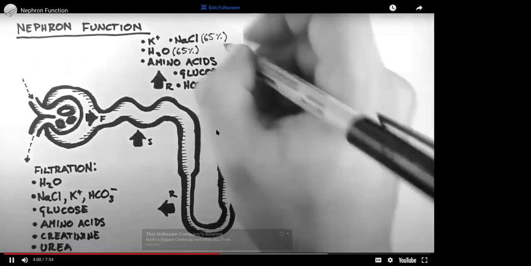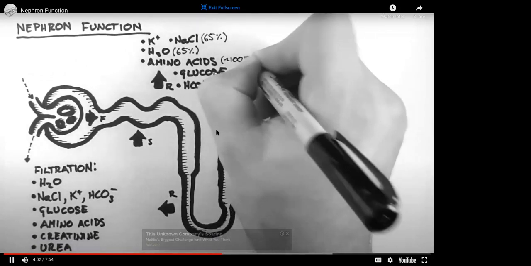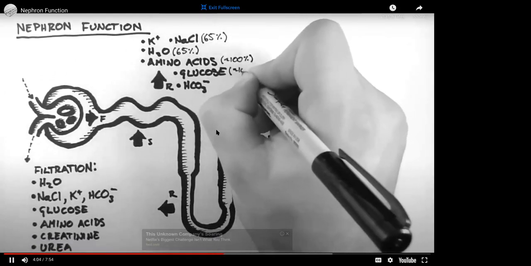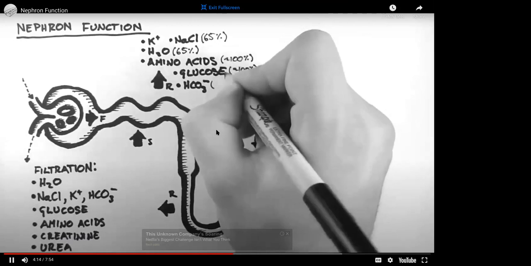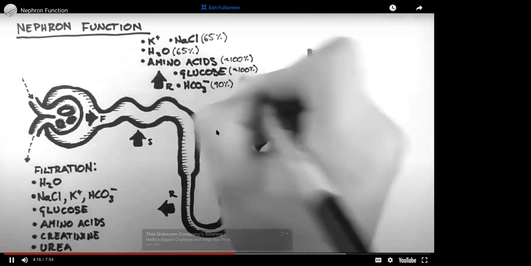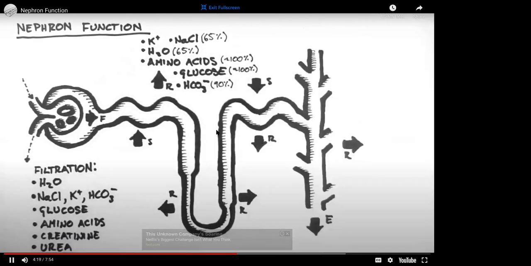Furthermore, about 100% of the amino acids and glucose that were filtered are reabsorbed because these are important nutrients for the body and it would be wasteful to excrete them. And also 90% of the bicarbonate gets reabsorbed. Excreting too much bicarbonate would cause you to become very acidotic and therefore very ill.